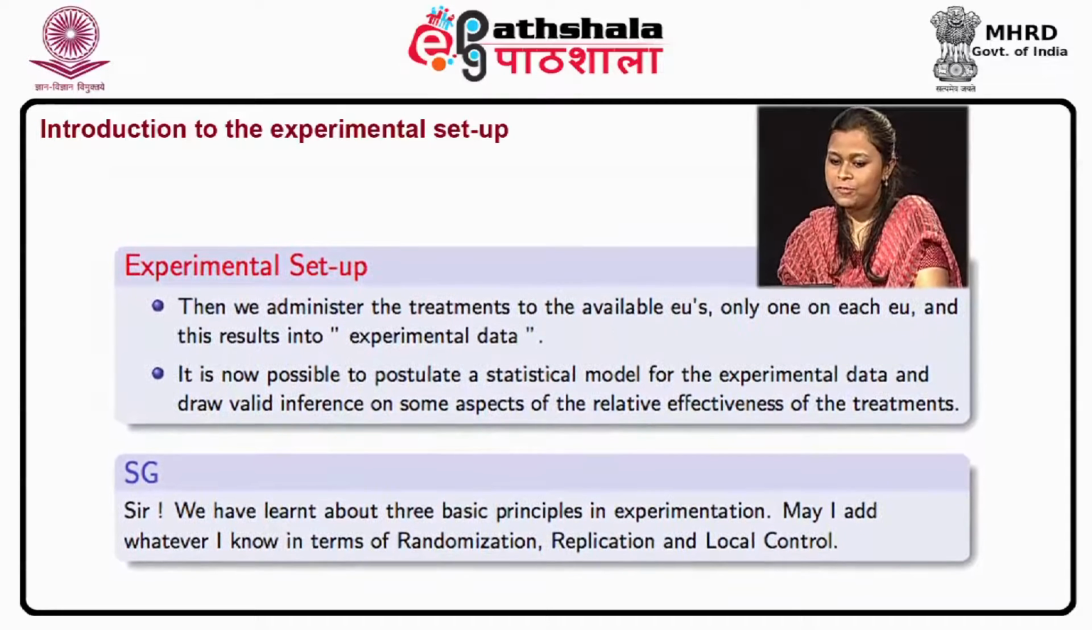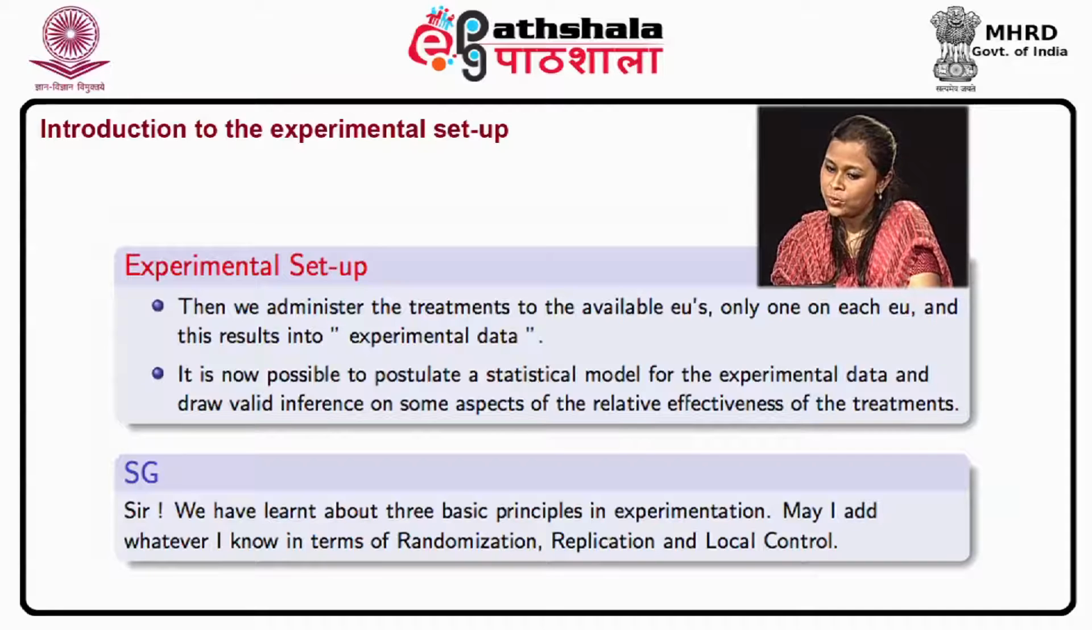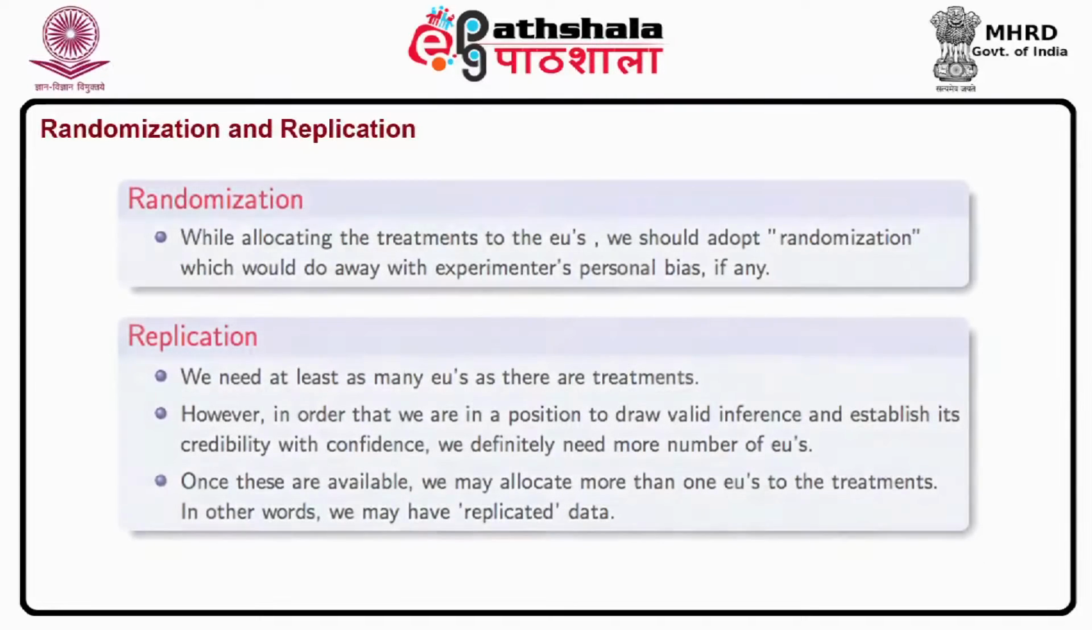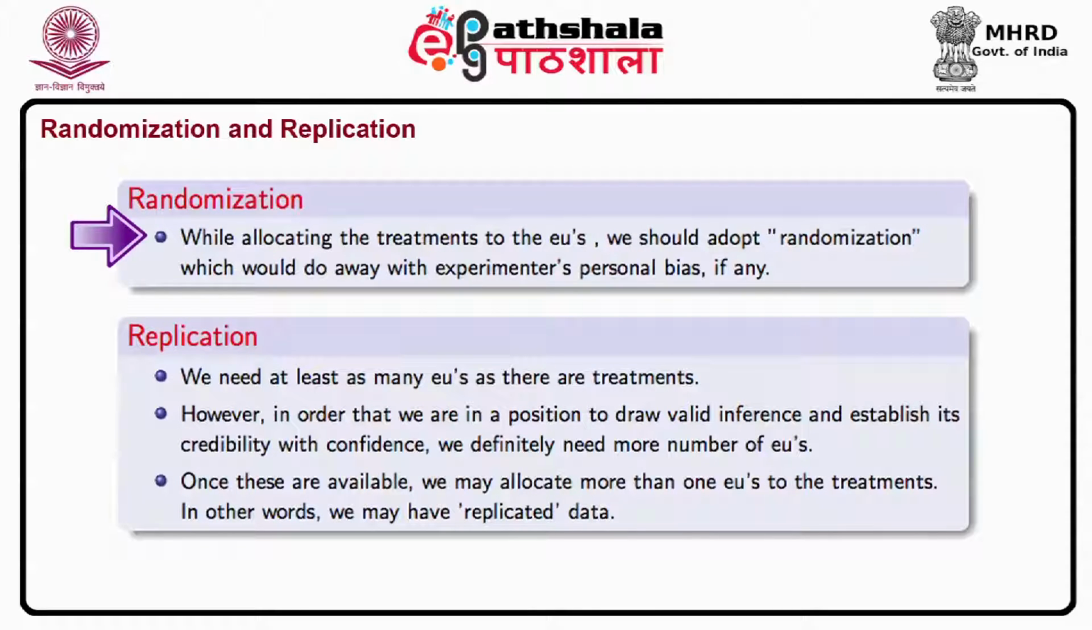Sir, we have learnt about three basic principles in experimentation. May I add whatever I know in terms of randomization, replication, and local control? Now, for randomization, while allocating the treatments to the experimental units, we should adopt randomization, which would do away with experimenters' personal bias, if any.